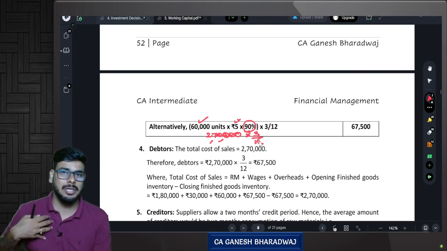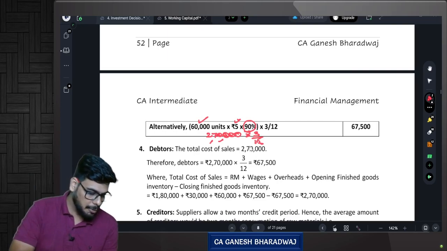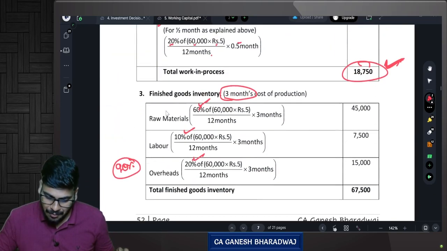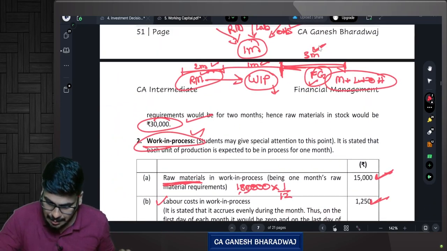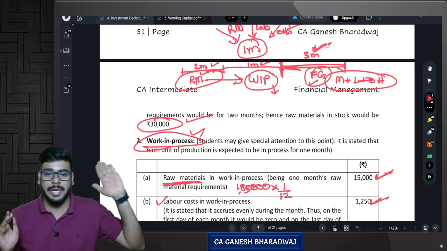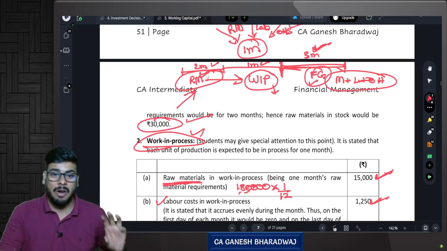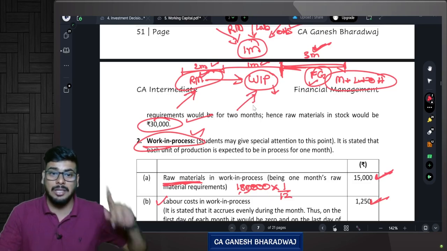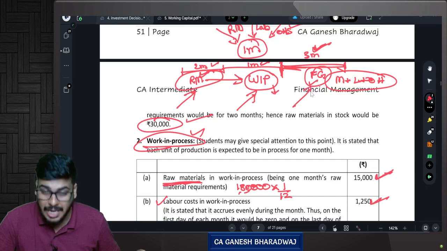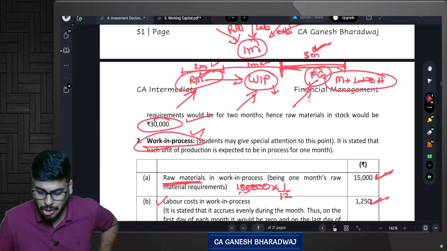Only that gets blocked into my business by way of FG, correct? So 270,000 into 3 divided by 12. So how much is this going to be? 67,500. So now for the next three months, another 67,500 rupees needs to be introduced upfront into the business. So the working capital, how it works is, for a period of 2 months, the raw material cost gets blocked. For the next 1 month, raw material plus 50% of labor, 50% of overheads. Then for the next 3 months, entire raw material, labor and overheads gets blocked in your business. Are you clear with this? Yes.